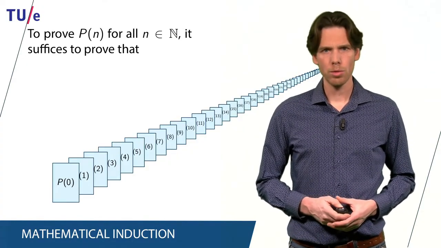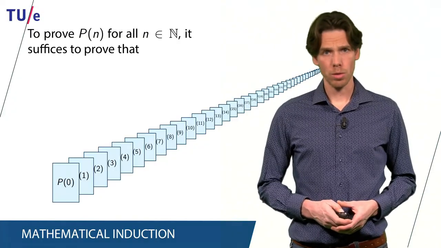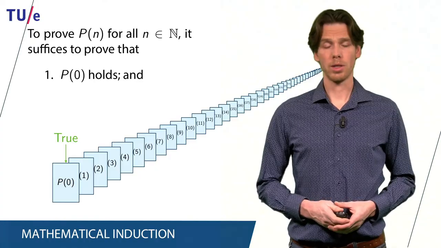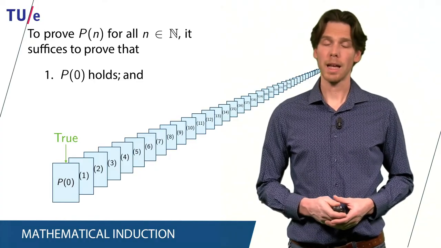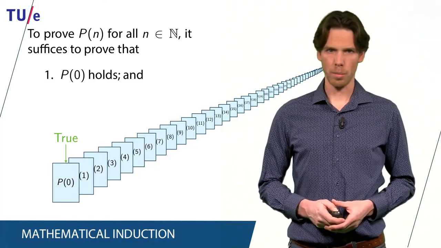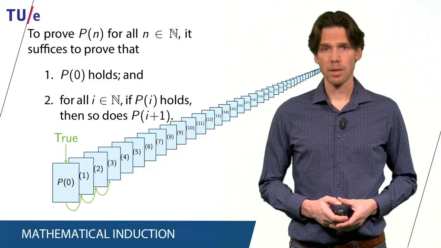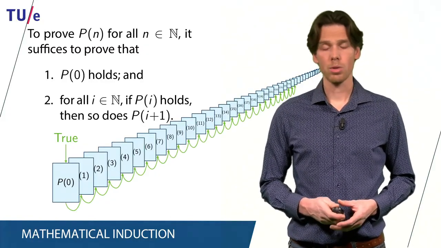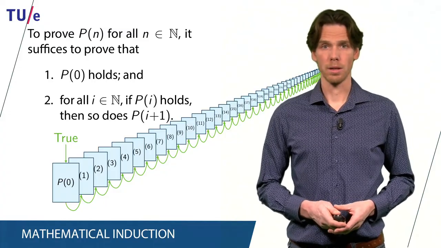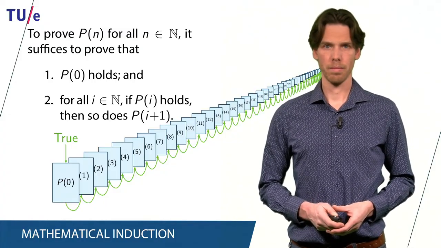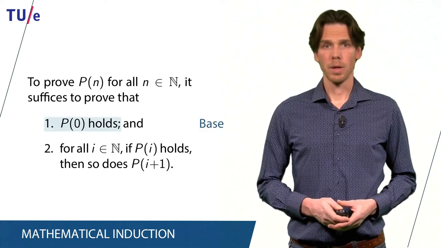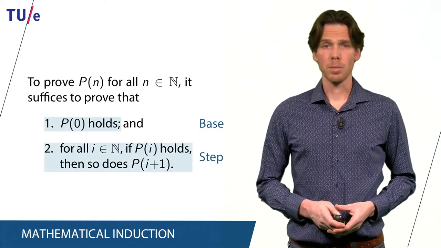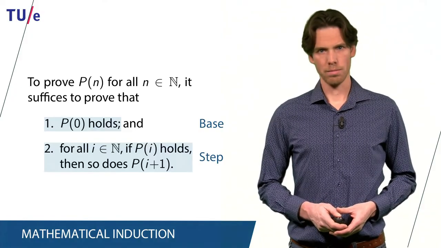Suppose that we need to prove that some predicate P holds for all natural numbers. Then it suffices to prove that P holds for the natural number 0, which is the first element in the fundamental ordering on the natural numbers, and to prove that for all natural numbers i, if the predicate holds for i, then it also holds for the successor of i, the natural number i plus 1. The first item is called the base case of the induction. The second item is called the step case of the induction.